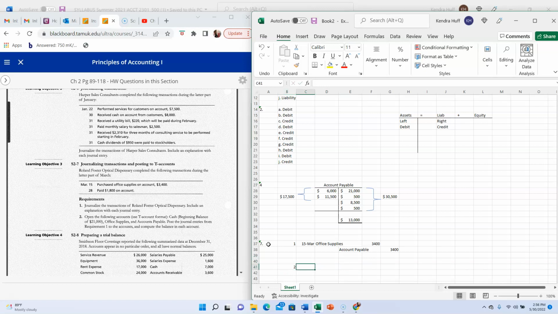All right, then we're going to do cash. Oh, I still have one more to go. Sorry. All right, then on March 28th, I paid $1,800 on account. So I'm paying part of this accounts payable, so it's going down. So I need to debit it. And cash is going out the door for $1,800.